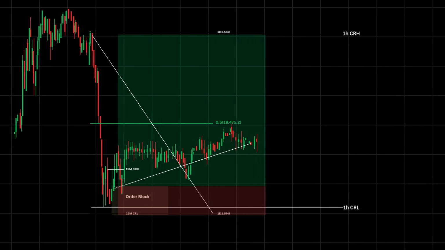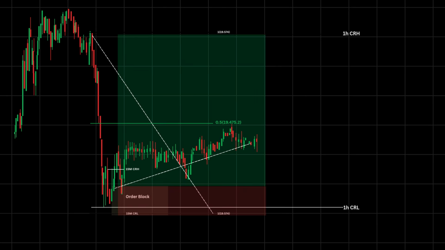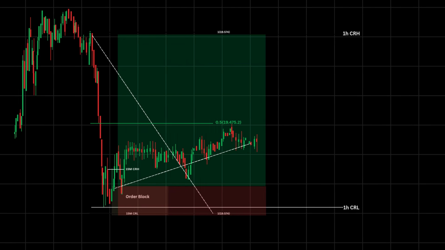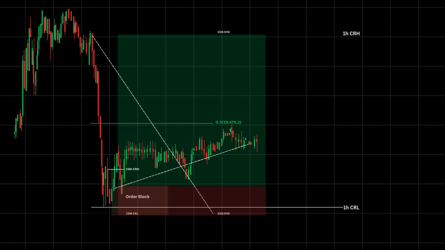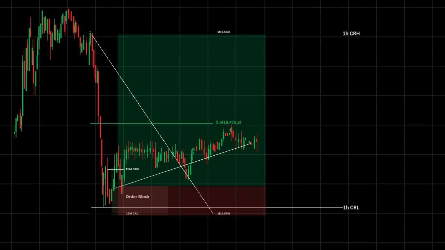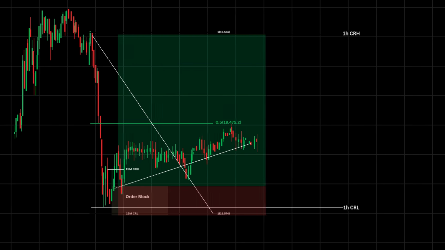This signals a strong possibility that the market, having just completed the manipulation phase by tapping into sell-side liquidity below the 2 p.m. candle, is now likely to move upward toward buy-side liquidity sitting above that range. This sets up a high-probability long entry in alignment with the CRT strategy.